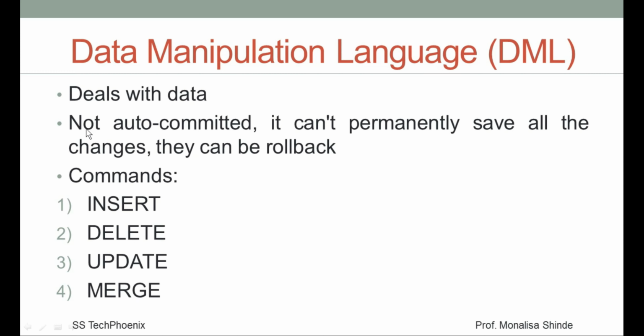into the database. These commands are not auto-committed, means whenever we perform operations with the help of DML commands, whatever changes are made in the system are not permanent changes. It can't permanently save all the changes. They can be rolled back, means we can cancel. Rollback means cancel the changes, or we need to run some other commands to make the changes permanent in the database. So there are 4 commands.